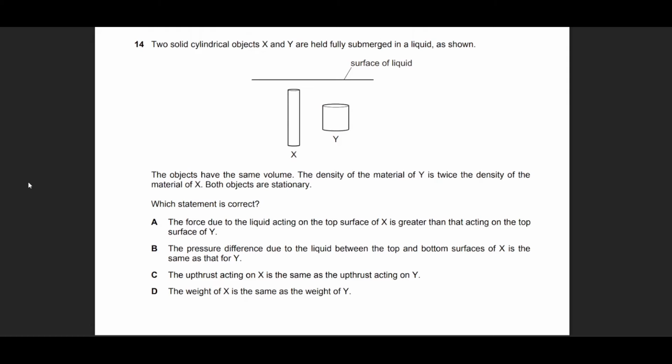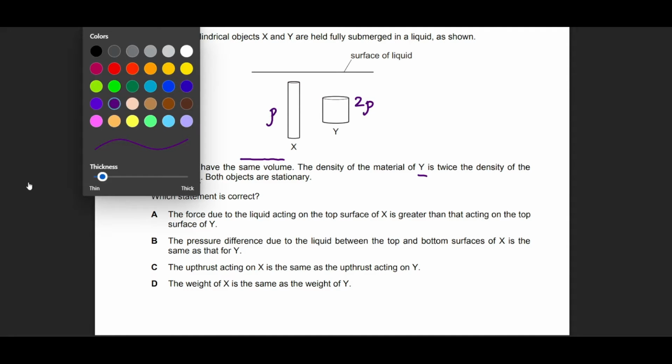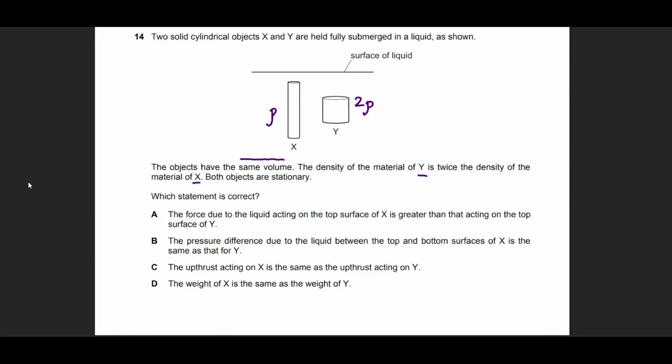Question number 14. He says that cylindrical spheres are submerged in the liquid. No problem. Objects have the same volume. Very important point. The density of the material of Y is twice the density of material X. So Y is 2 times rho, let's say, and this is single rho. No problem. Both objects are stationary, which means that whatever the weight this object has is being balanced by the upthrust. Whatever this has is being balanced by the upthrust. Okay, fine. Which statement is correct?